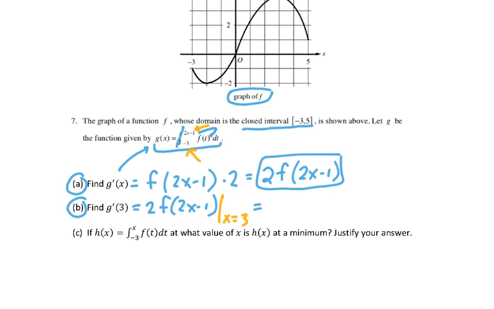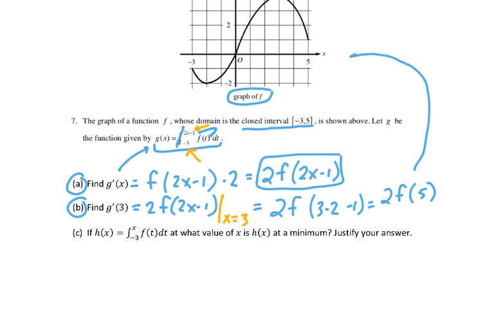All right, this becomes 2 times f of 2 times 3 minus 1, which is 2 times f of 6 minus 1, which is 5. All right, I need to find f of 5. So go back up here in the graph, and when x is 5, your y value is 1. So I get 2 times 1, final answer is 2.